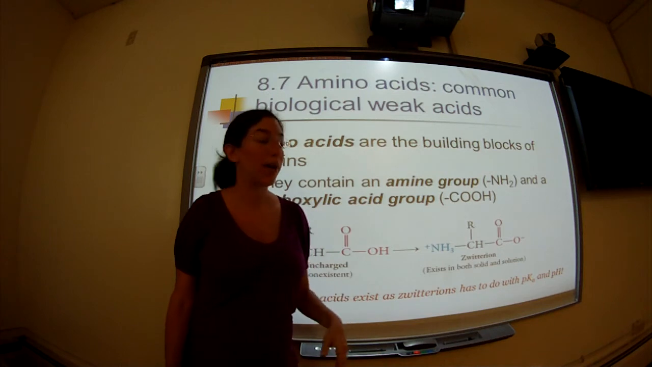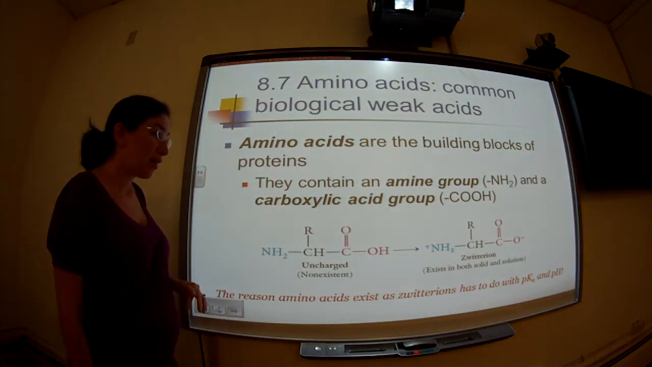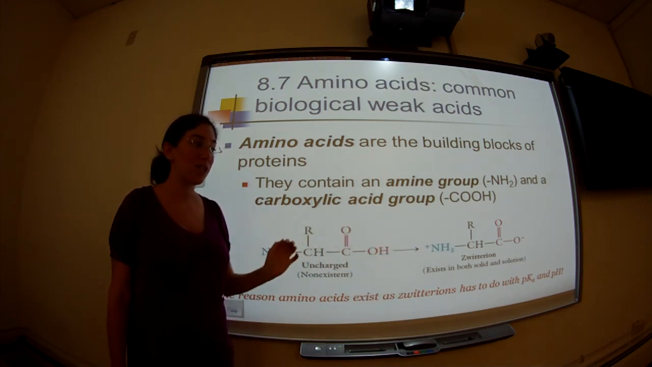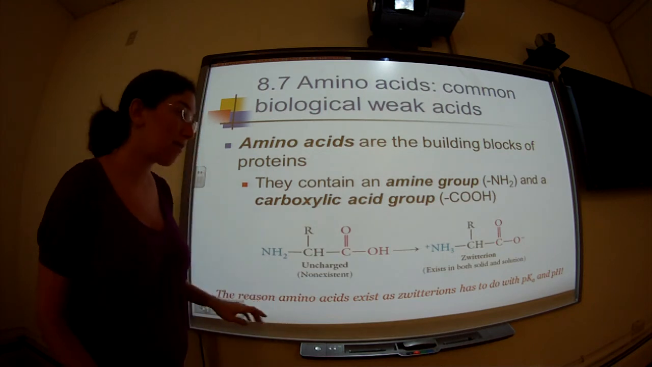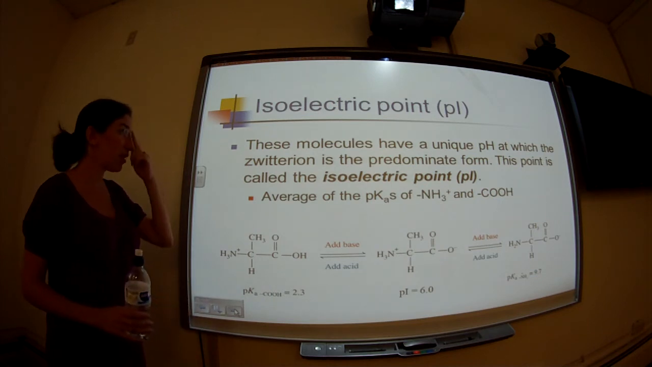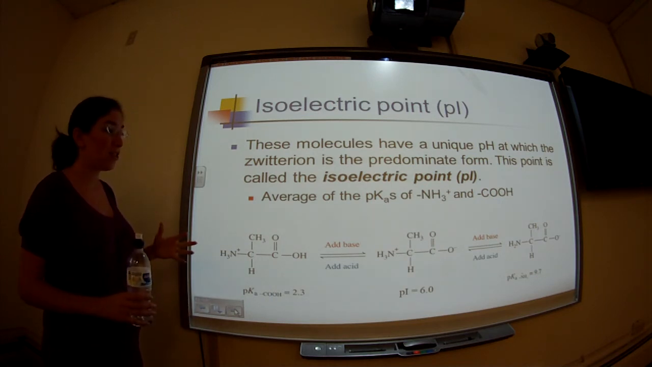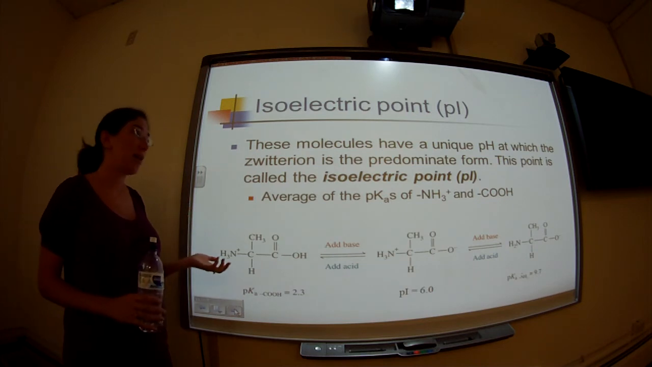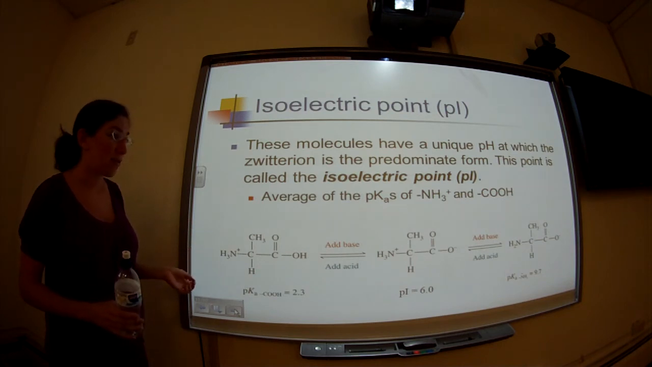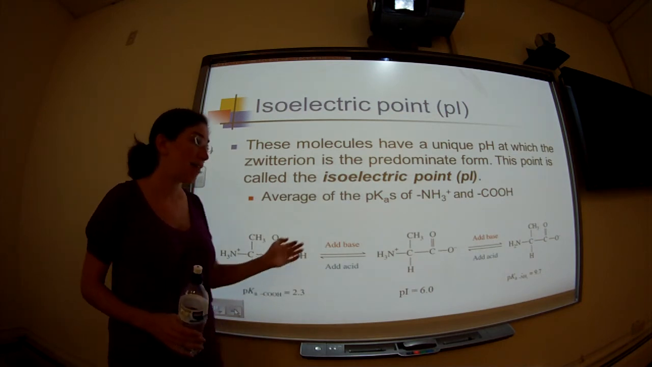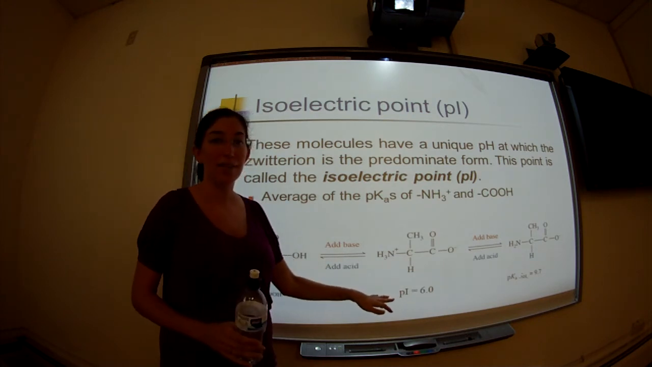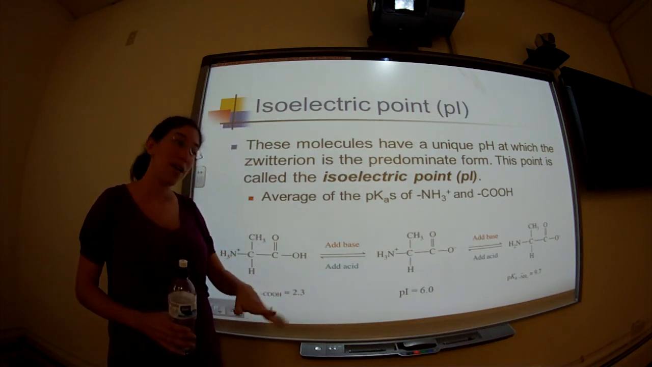It's like 7.4, okay? So amino acids existing as Zwitter ions has to do with this relationship between pKa and pH, which I've skirted over, but I'm still going to explain in this context. Each of these amino acid molecules has a unique pH where the Zwitter ion is the predominant form. And for most amino acids, that pH is about 6, which is close to the pH of 7.